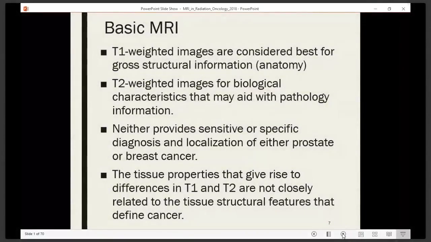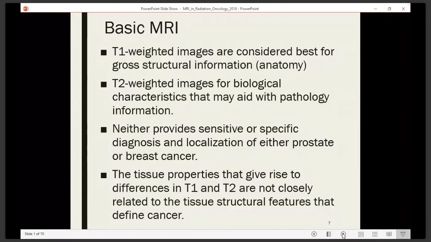So to review a little bit of the basic MRI, the basic images are generally characterized by one of three types of contrast: T1 weighted, T2 weighted, or proton density weighted. T1 weighted are considered the best type of contrast for just gross structural information or anatomy, whereas T2 weighted images give information on biological characteristics and tend to highlight pathologies.